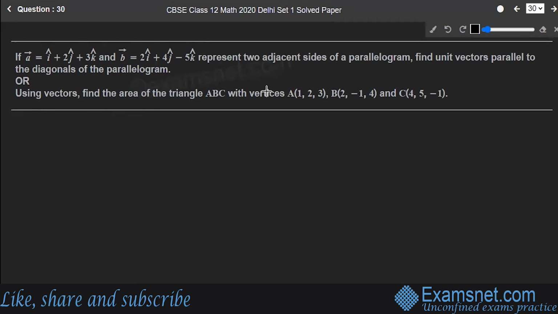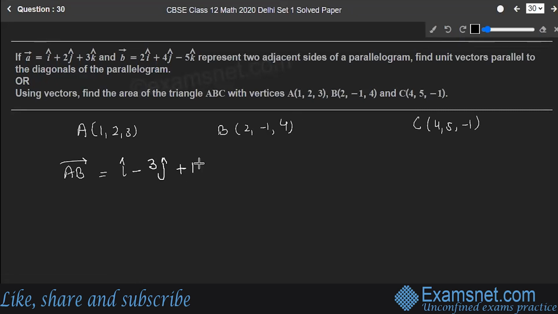So this is using vectors. You have to find the area of the triangle with the vertices A (1, 2, 3), B (2, -1, 4), C (4, 5, -1). Right? That means for side AB, the AB vector will be written as i cap (2 minus 1), (minus 1 minus 2), which is equal to i minus 3j, 4 minus 3, so plus k.